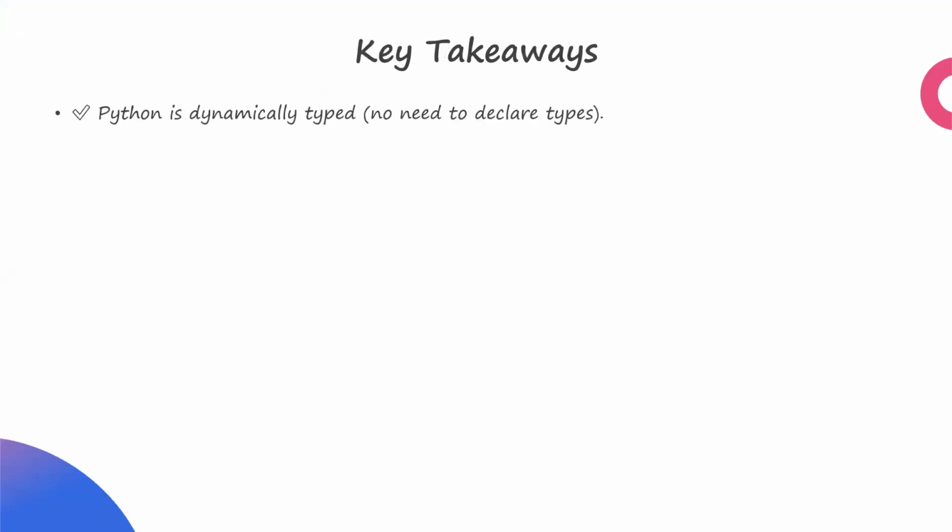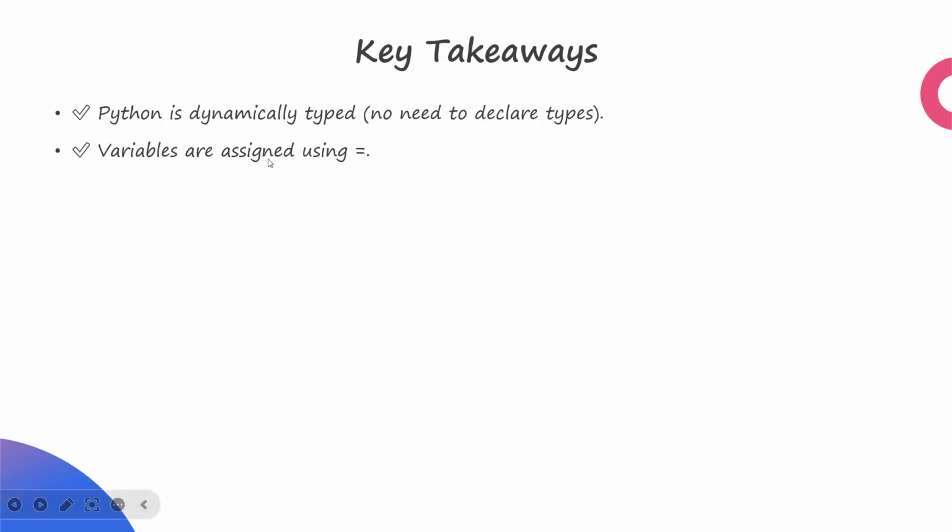So key takeaways: Python is a dynamically typed language. It means that you can change the values of a variable to different data types. But for other languages like C# or C++, you cannot do that. If you have a variable that is a string data type, and later on you assign an integer value to that variable, C# will flag it as an error.